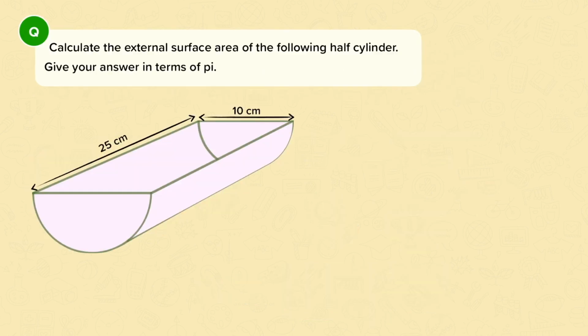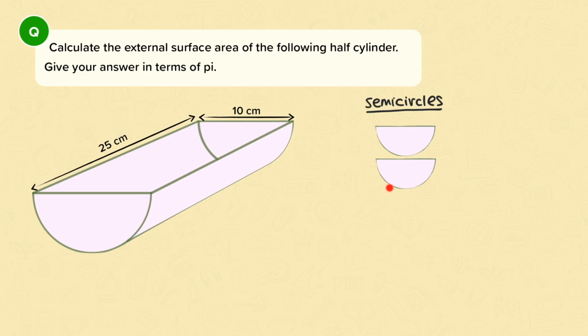In this example, we are asked to calculate the external surface area of this half cylinder. What that means is that we want the area of all of the surfaces on the outside of this shape. So we will have a semicircle at this end, the same semicircle at this end, and then we'll have this rectangle that curves around and forms the curved surface underneath the shape. So let's start by looking at the semicircular ends.